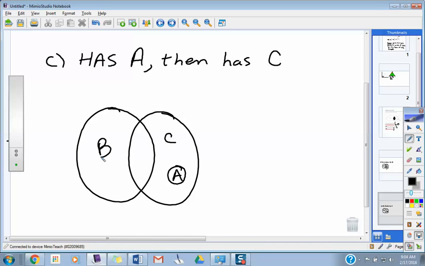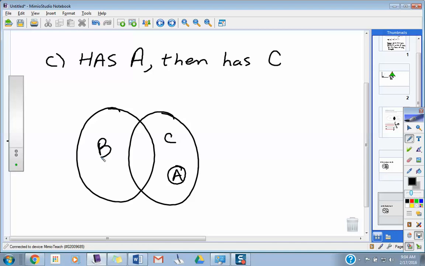Do you agree with that? If you jump into property A, are you already in property C then? Yeah. So no matter where you are in property A, you are also where? Property C. You guys agree with the reasoning there? So that would be a diagram that would make letter C what kind of a statement then? True.